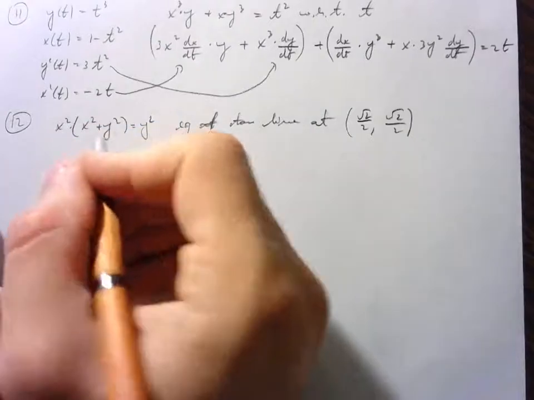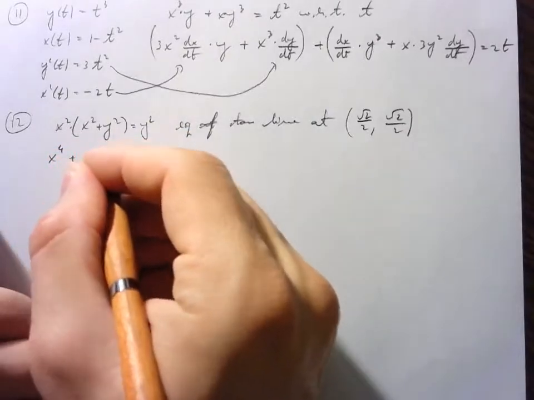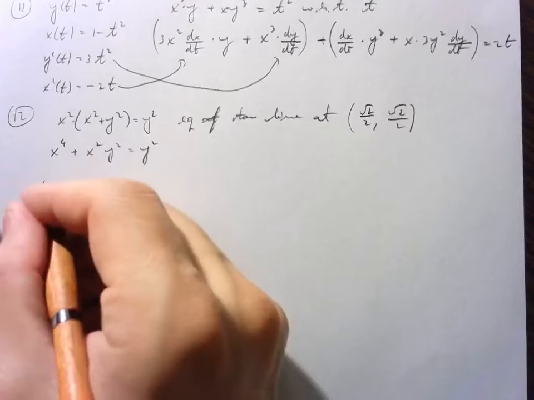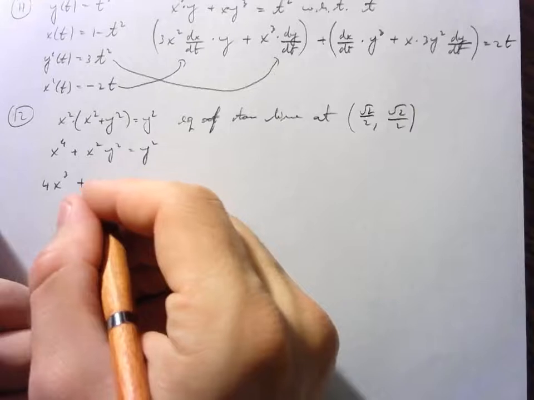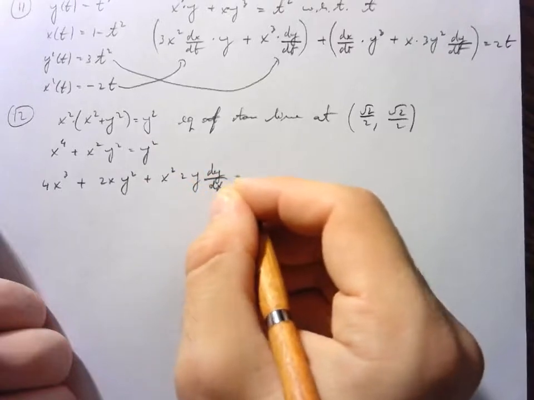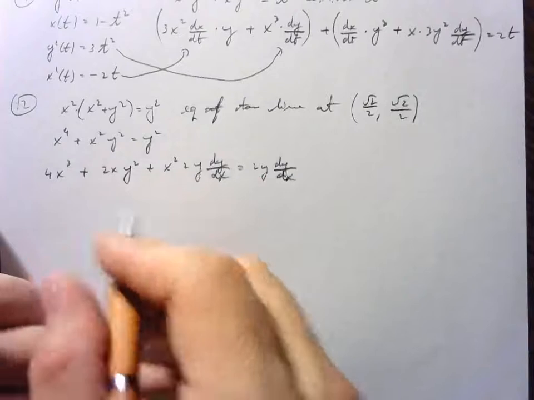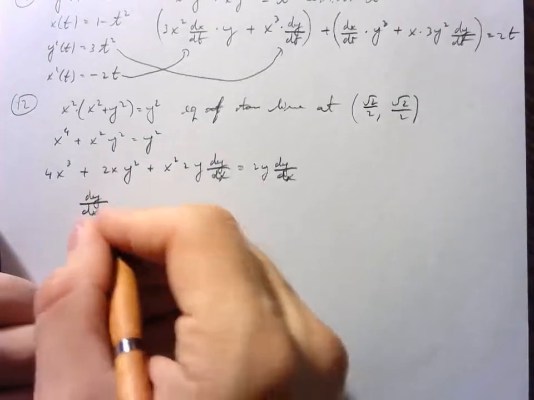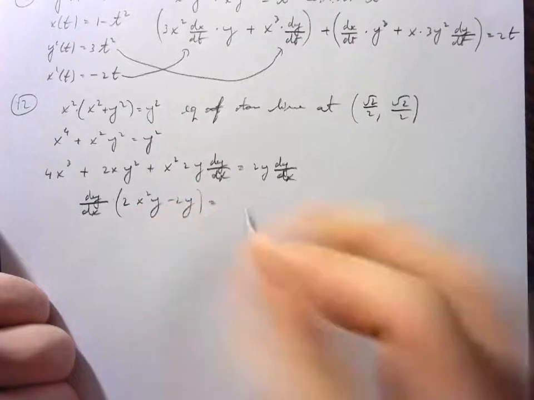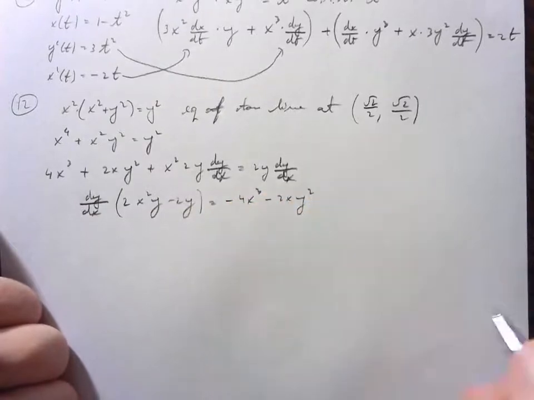Here it's a product, but it's probably easier if I distribute this x squared. So let's rewrite this as x to the 4 plus x squared y squared equals y squared, and now I take the derivative with respect to x. So 4x cubed plus 2x y squared plus x squared times 2y dy/dx equals 2y dy/dx. I move all the dy/dx terms to the left, so I get dy/dx times (2x squared y minus 2y), and I move everything else that doesn't have dy/dx to the right side, so it's going to be negative 4x cubed minus 2x y squared.